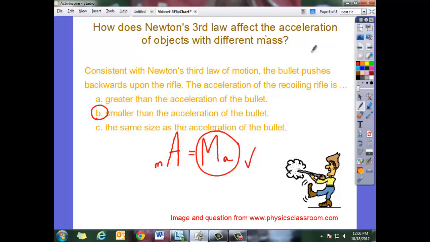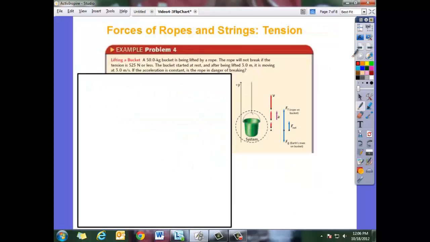Now that we can identify action-reaction pairs, that may help us also identify individual forces. When I look at the forces on ropes and strings, I call those forces tension. So it says a 50-kilogram bucket is being lifted by a rope. The rope will not break if the tension is 525 newtons or less. The bucket starts at rest, and after being lifted 3 meters, it is moving at 3 meters per second. If the acceleration is constant, is the rope in danger of breaking?